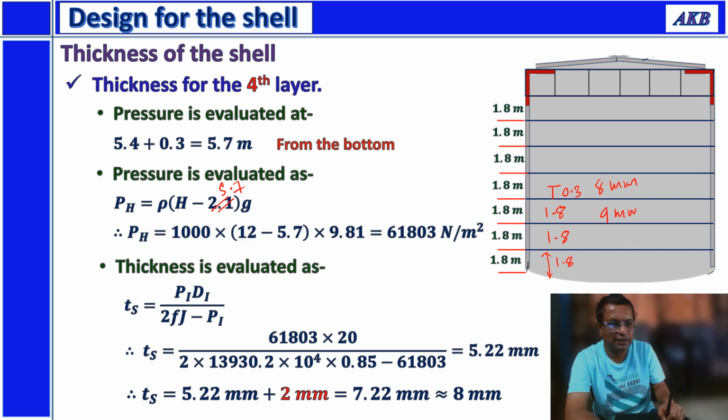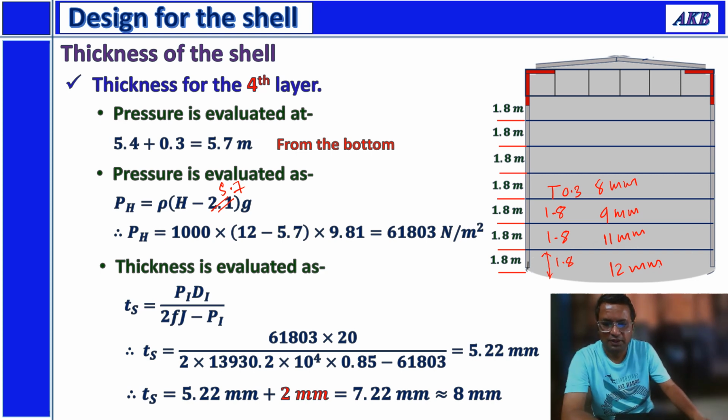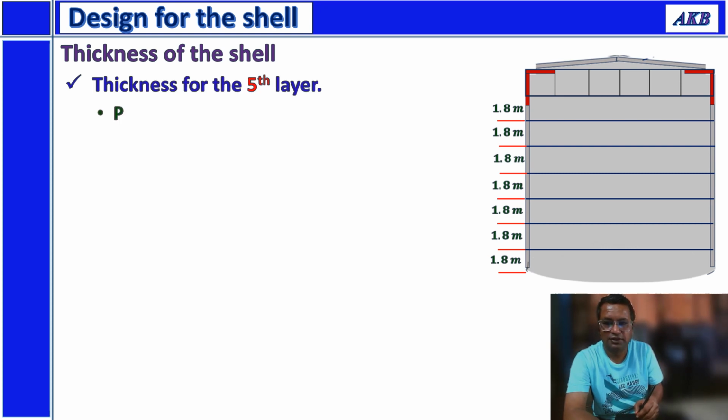For the third layer it is 9 mm. For the second layer it is 11 mm, and for the first layer it is 12 mm. Now let us do the calculation for the fifth layer.